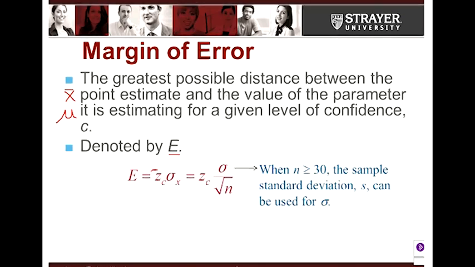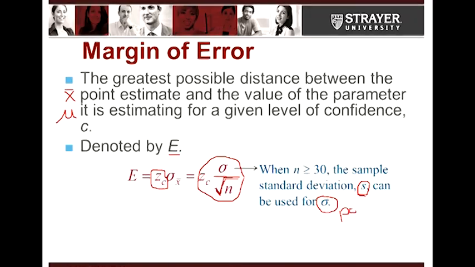So the formula for E is that critical value of Z that we found a minute ago times the standard error, which is the standard deviation of the sample means, calculated by sigma over the square root of n, where n is your sample size. If n is greater than 30, you can use the sample standard deviation, which is given by the letter S, if you don't have sigma.